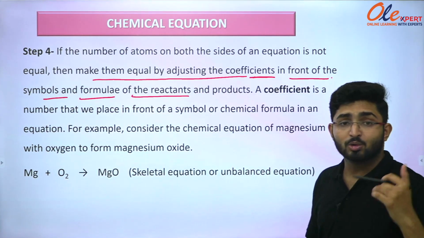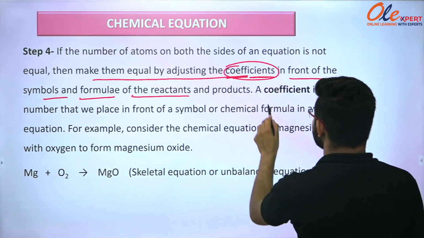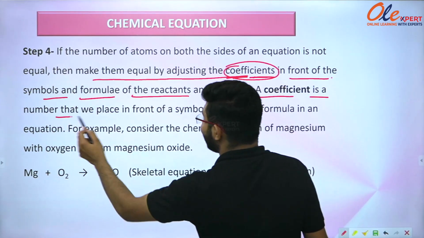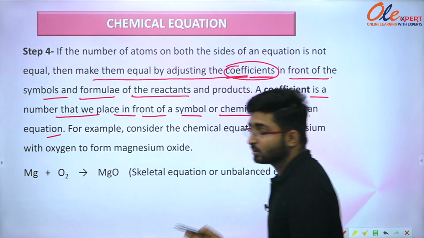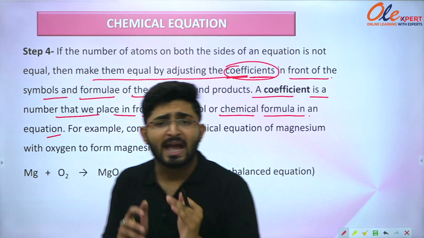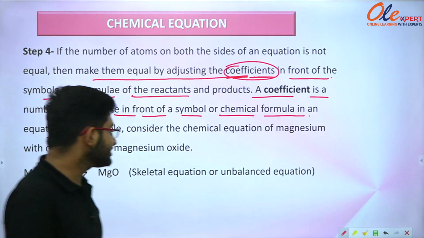So what you have to do is adjust them with the help of coefficients. So what are these coefficients? A coefficient is a number that we place in front of a symbol or chemical formula in an equation. So the number that we place in front of any symbol or any formula in a chemical equation is the coefficient. Let's have an example.